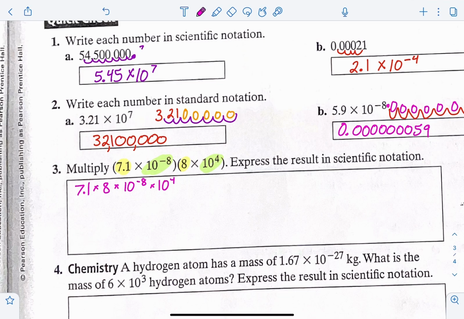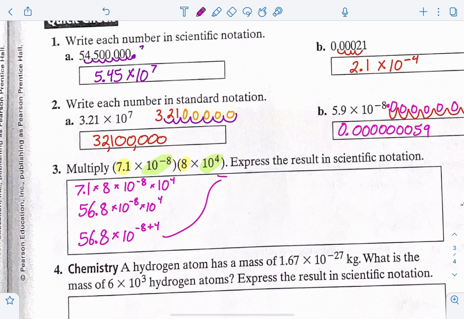Then we have 7.1 times 8, which is going to give us 56.8. We still have times 10 to the -8 and times 10 to the 4. Since those have the same base, we can add those exponents. So we're going to have 56.8 times 10 to the -8 plus 4. Okay, moving over here, 56.8 times 10 to the -4 is what we would get from that.